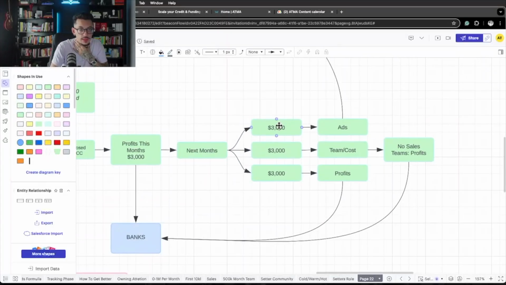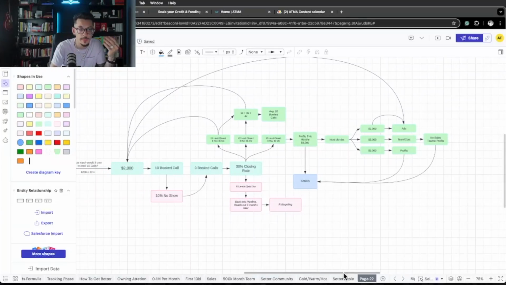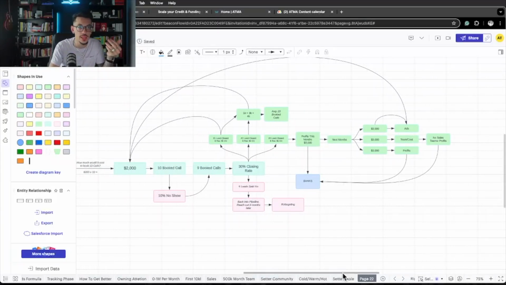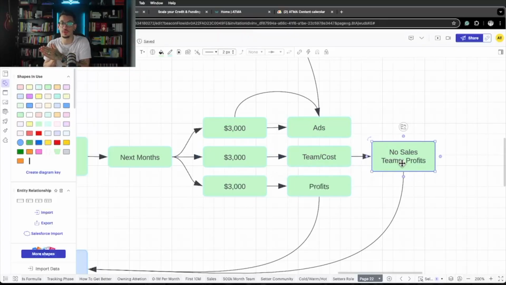So again, this goes back into ads, right? This 3,000 back into ads, which is the whole, hey, let me go spend another 2K, 3K, whatever it may be, to get another 10 people in front of me, right? Now, this 3,000, if you have a sales team or an appointment setter, that's your team payout.